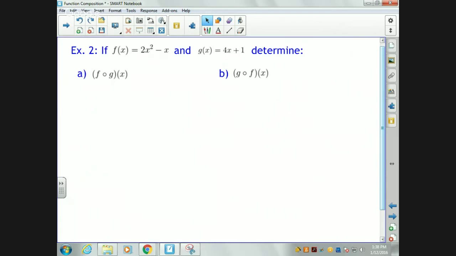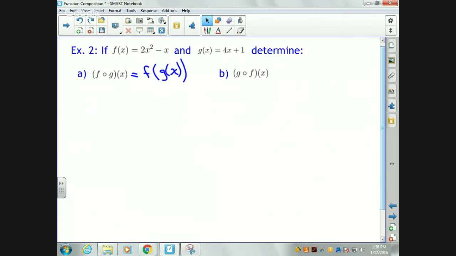So f of x is a quadratic function equal to 2x squared minus x. g of x is a linear function equal to 4x plus 1. And typically when I see these functions written in this notation, I always think that this just means f at g of x. So that means you're going to substitute g into f everywhere you see an x. And it's everywhere that you see an x.